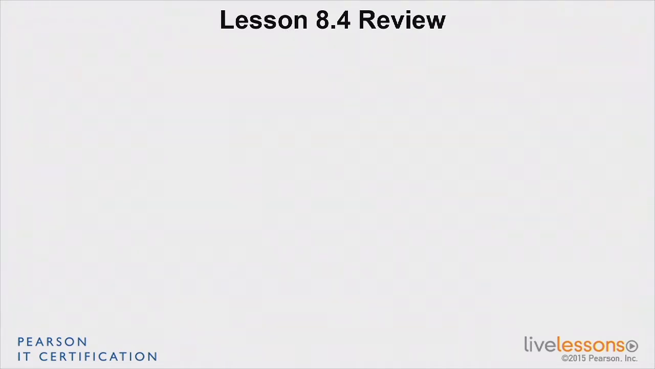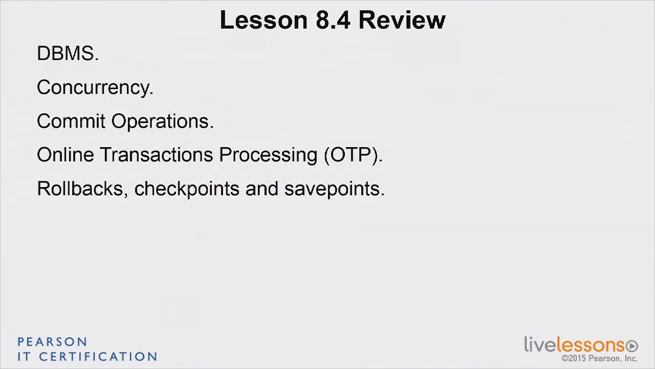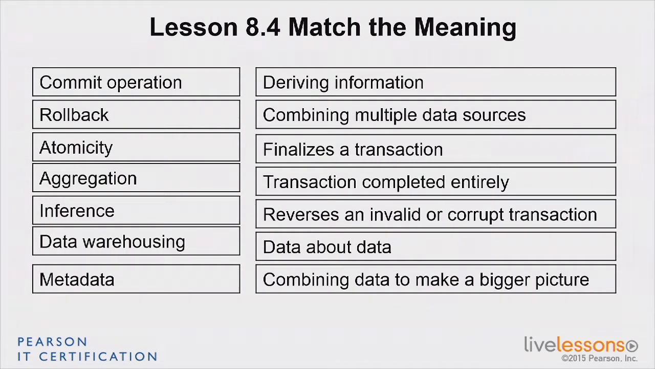So in Lesson 8.4, we've looked at a database in terms of integrity, confidentiality, availability, and privacy. We discussed the components of a database management system, the issues of concurrency, of commit operations, of online transaction processing, and the need to implement the ACID model. We looked at rollbacks, checkpoints, and save points for availability, access controls, data aggregation, warehousing, mining, and inference as it relates to privacy, and then our concerns about injection and unauthorized access. That brings us to Lesson 8.4, Match the Meaning.